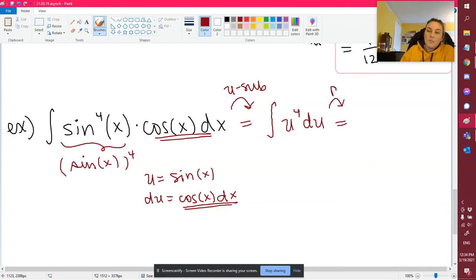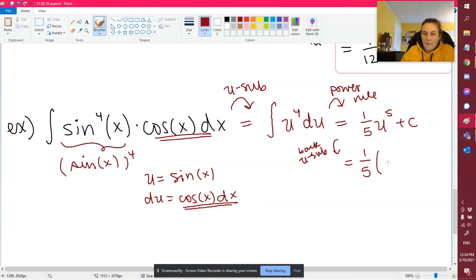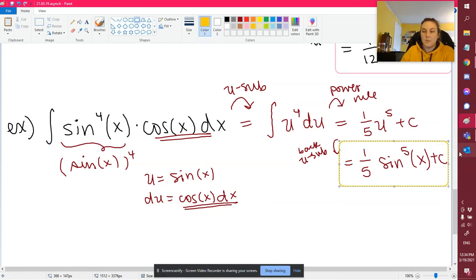Now we use the power rule. And we say that this is 1/5 u to the fifth plus c, of course. And then we u sub back, right? And get that this was 1/5 sine to the fifth of x plus c. Bingo bongo, finished problem.